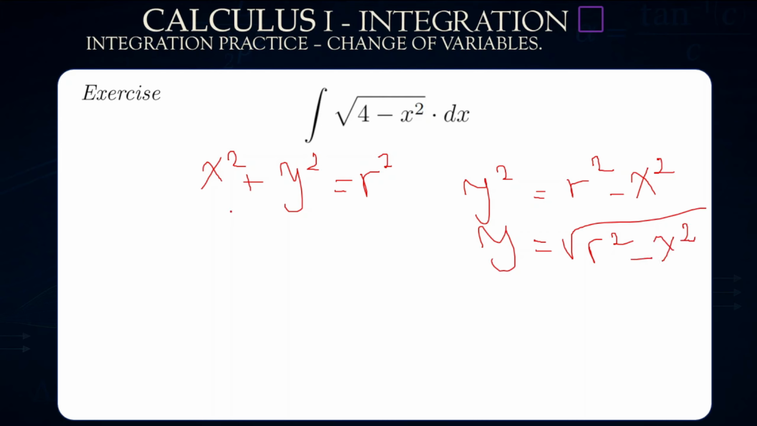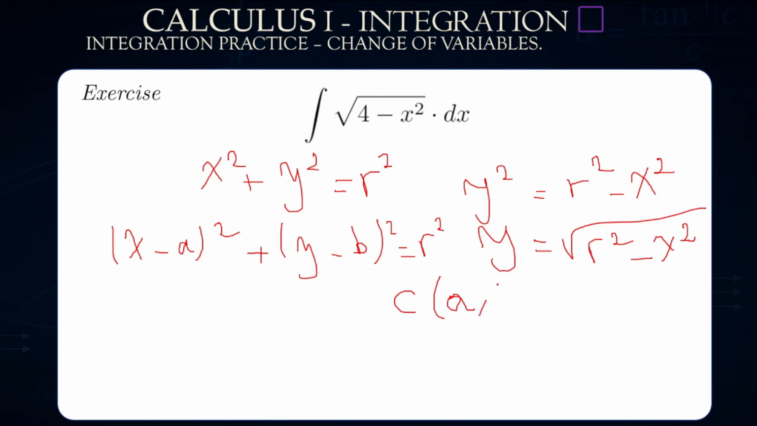Now, of course, here the center is the origin for the circle, because the original equation of a circle is (x - a)² + (y - b)² = r², where the center of the circle is (a, b). It has x equal to a and y equal to b. These are the coordinates of the center of that circle. Since a and b are 0, the center for that circle is the origin, and thus the equation for that circle is x² + y² = r², or more precisely x² + y² = 4. This is where we got this equation.